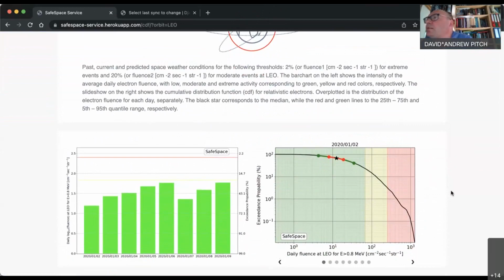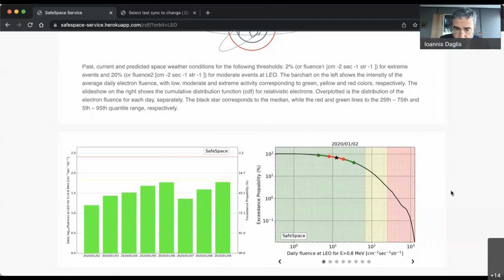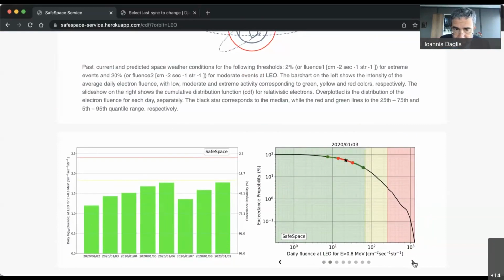Yeah, of course, the CDF is always the same because the CDF is based on historical data. So the curve is the same, but what changes are the points for the 7 days on the curve. I mean, we see where every day the predicted fluences are located along the curve. Stefan, maybe you can just click slowly and change from one day to the other, so you can see that the points move along the curve.